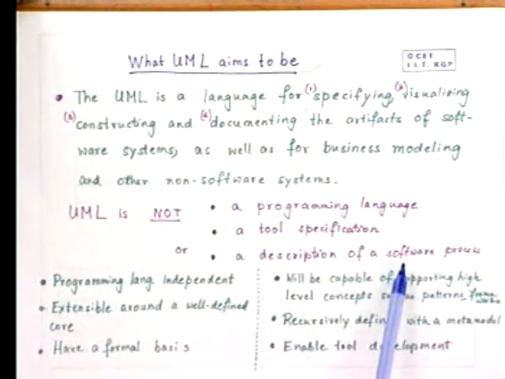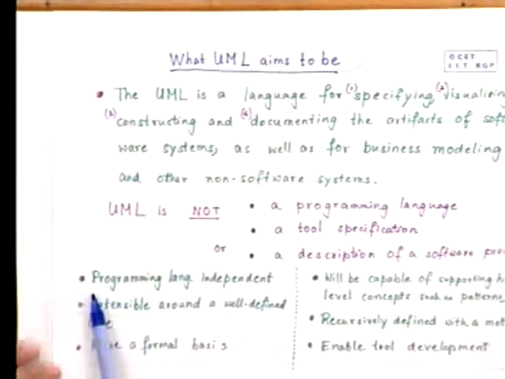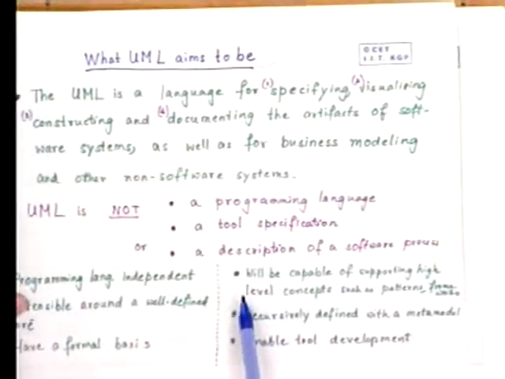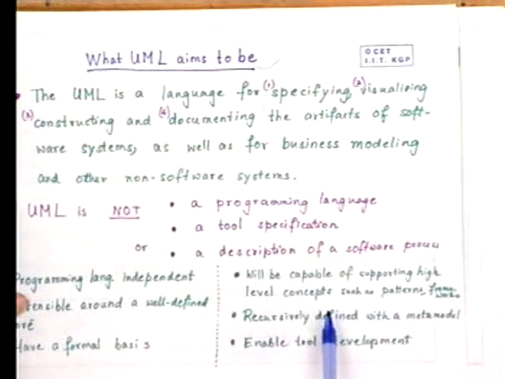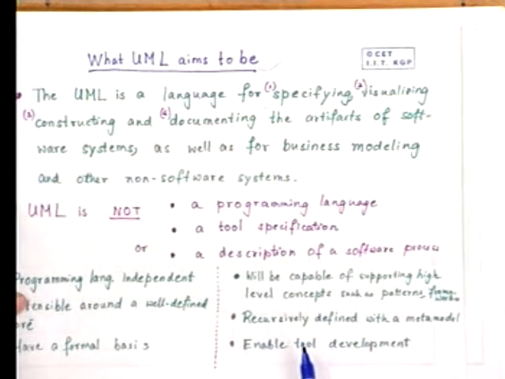The more specific aims of UML are as follows. UML is programming language independent. It is extensible around a well-defined core. It has a formal basis. It will be capable of supporting high-level concepts such as patterns, frameworks, etc. It can be recursively defined with a meta model. It can enable tool development.